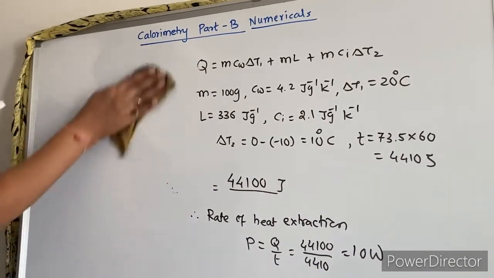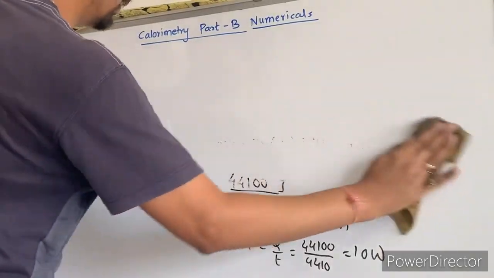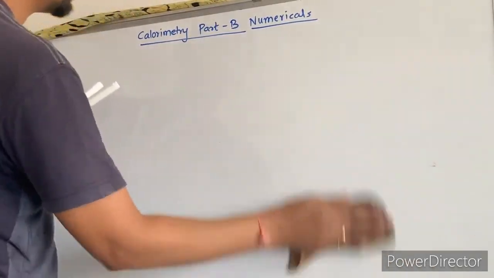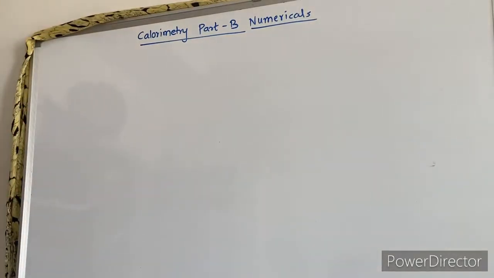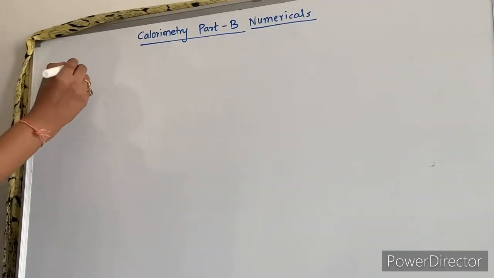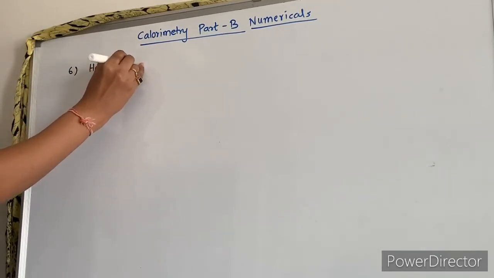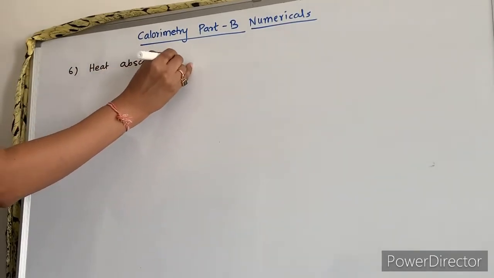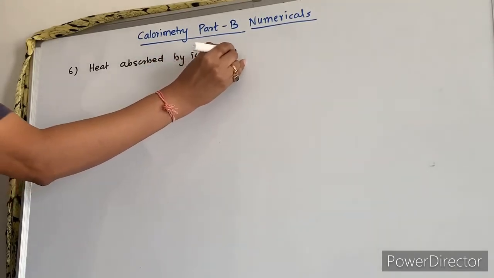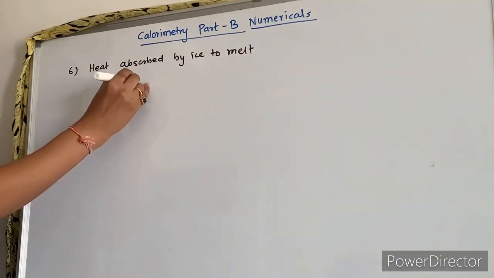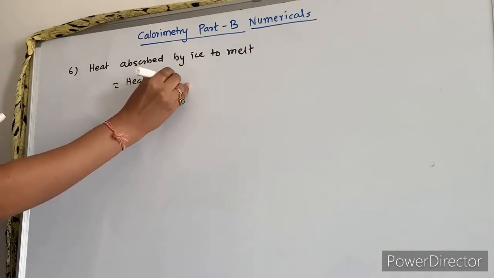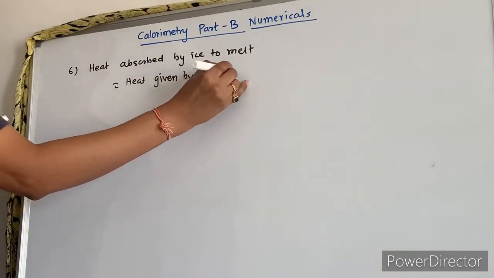What is given in sixth? In sixth sum, check what is given. In an experiment, 17 gram of ice is used to bring down temperature of 40 gram of water at 34 degrees Celsius. Right? So here I can write 6: heat absorbed by ice to melt is equal to heat given by hot water.